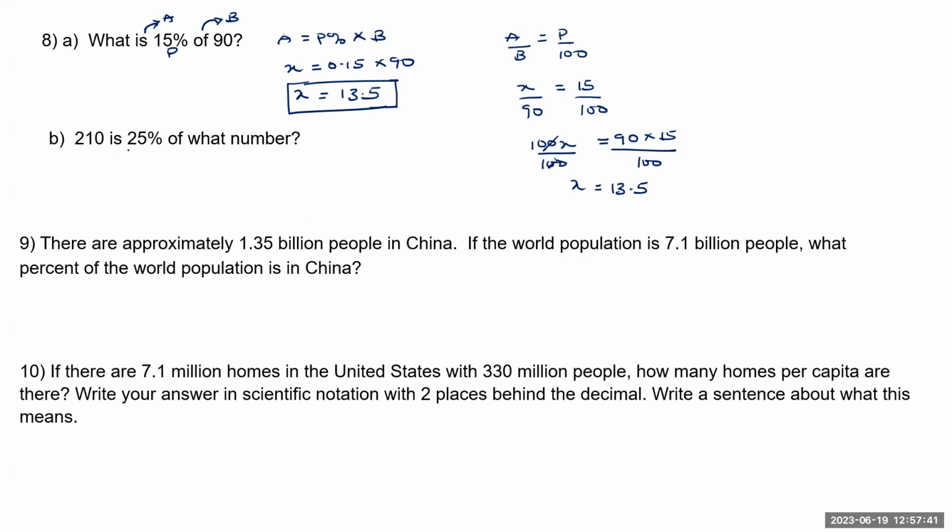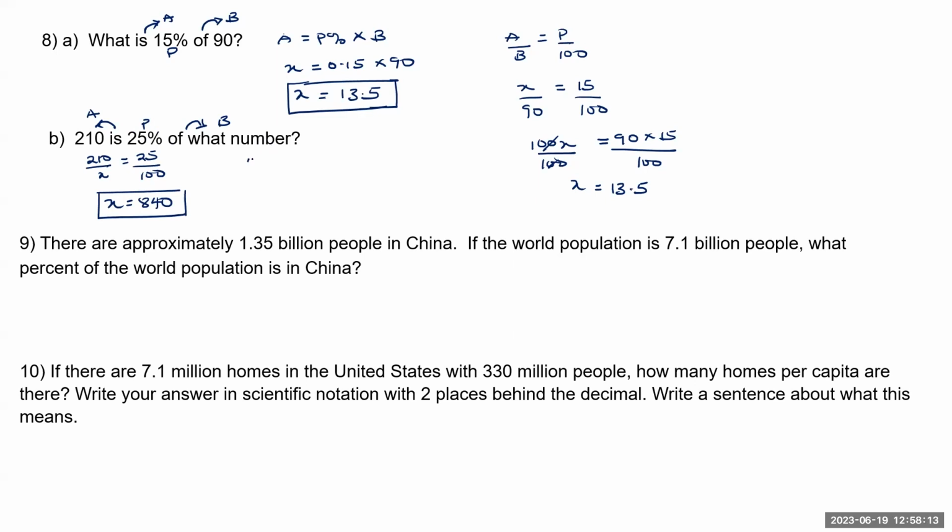210 is 25% of what number? Again, 'is' makes reference to the amount. We know the percent. 'Of' makes reference to the base, so that's what we're looking for. And so setting up equal proportions, we have that. And then we can solve for X. What we get is 840.